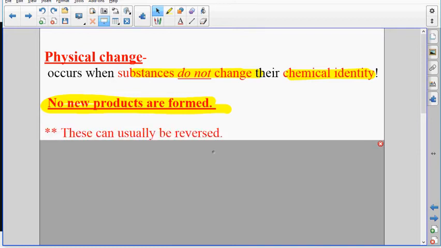These can usually be reversed. I put stars usually. Okay? Because you're like, wait, how do you reverse this? Like, can you duct tape that back together? Like, the idea is that it's not really changing anything, and usually physical changes can be reversed.